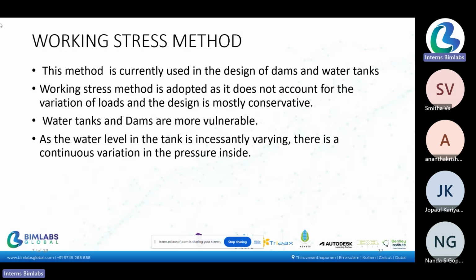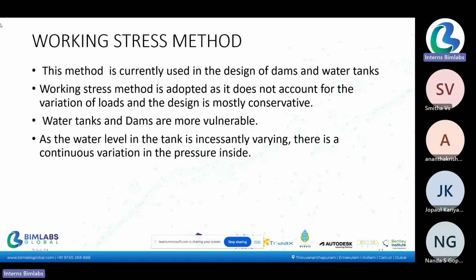In the limit state method, we go for economy: we should use less concrete and less steel. But in the working stress method, which is also detailed in IS 456 2000, the sections are mostly very thick, not like the limit state. They do not say to use only this much; we do not have to be so economical.